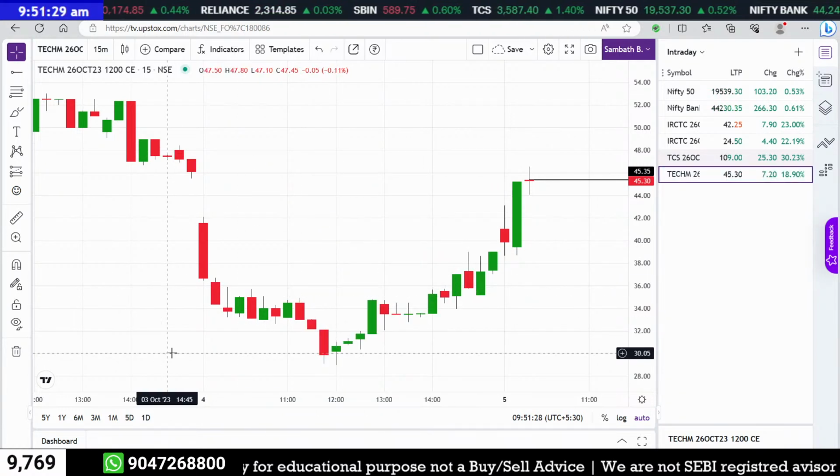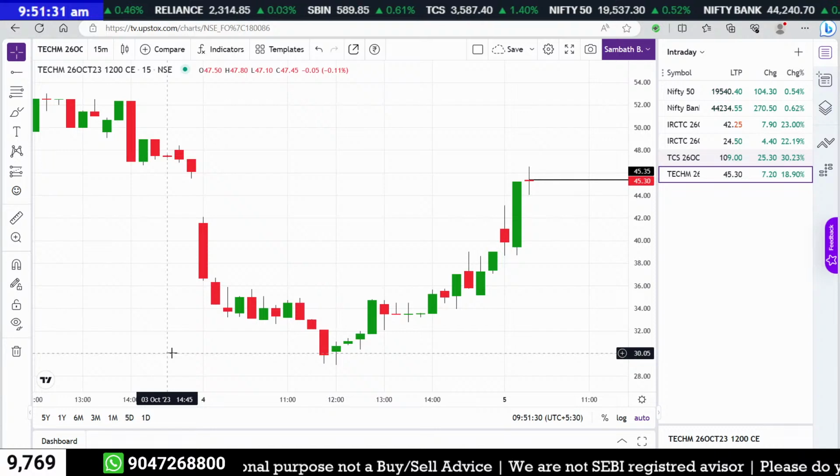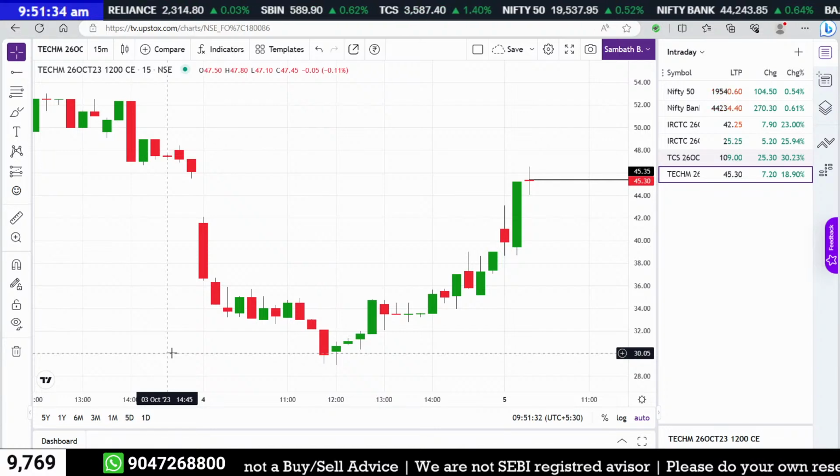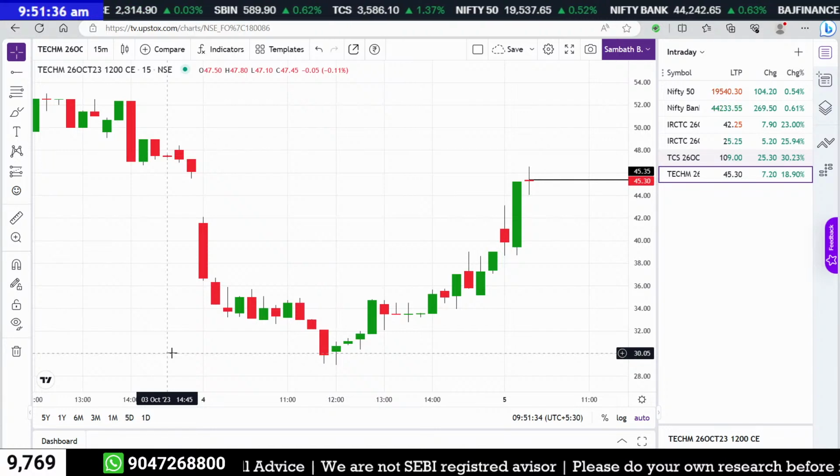So before taking a stock option, you just go to the daily chart and see how the trend is. At least we can filter something.